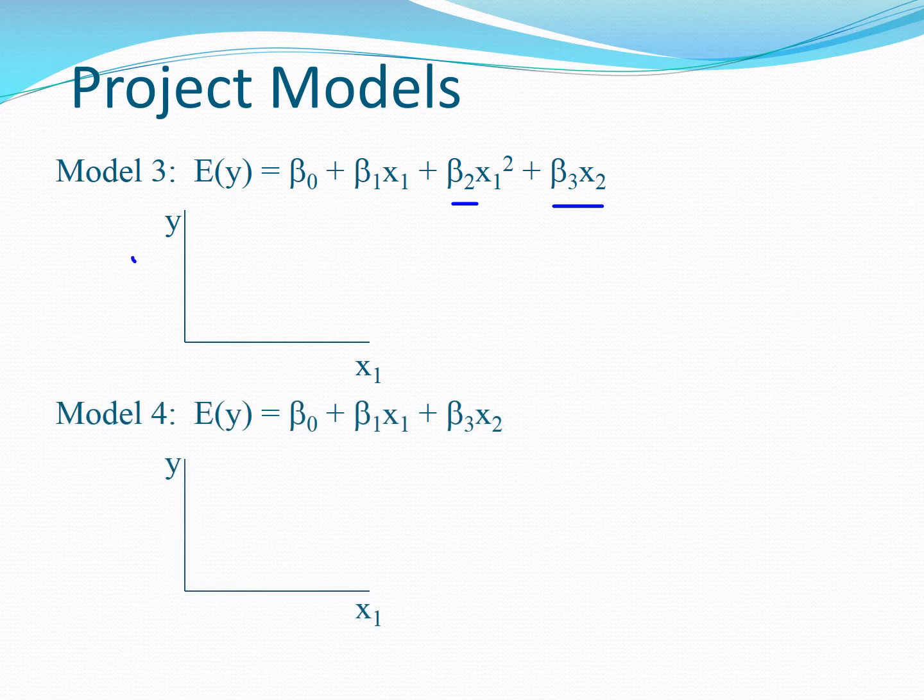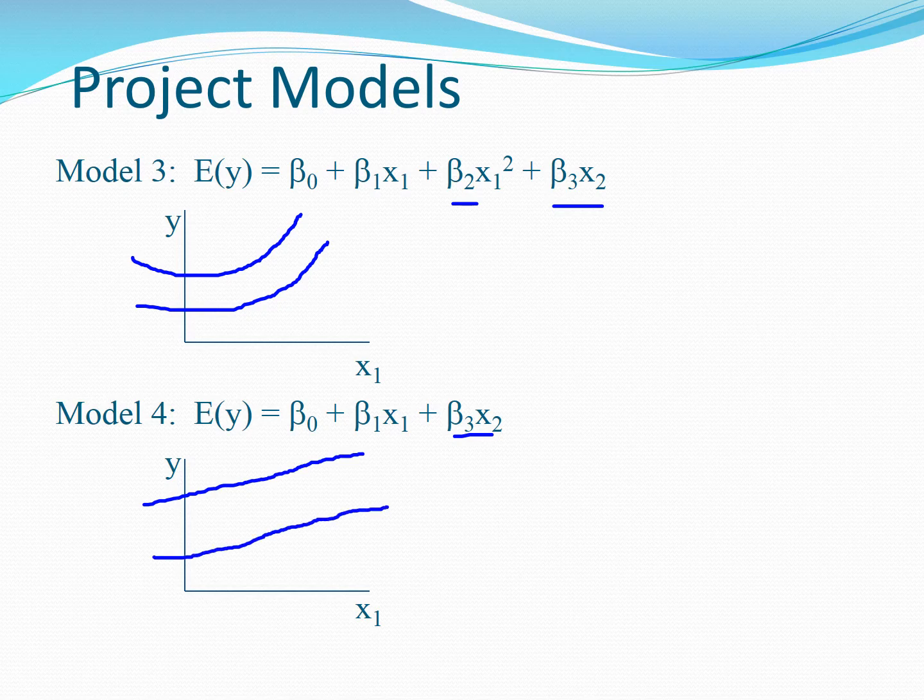Now when you look at this picture, maybe there's x2 equals 0. There's x2 equal 1. They're parallel curves. Model 4, hopefully you're seeing what's going on now. I have two of them, if I could draw this correctly.